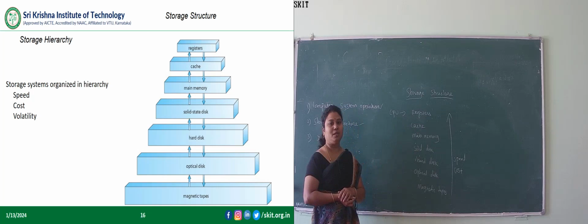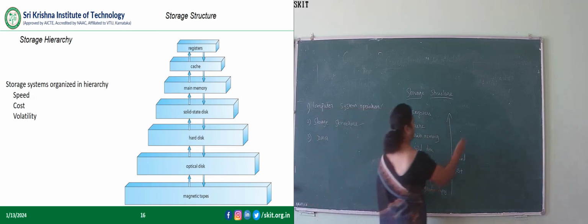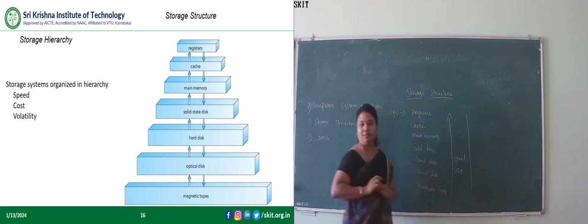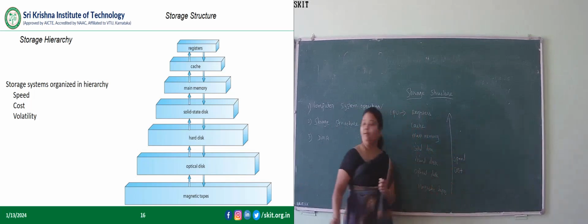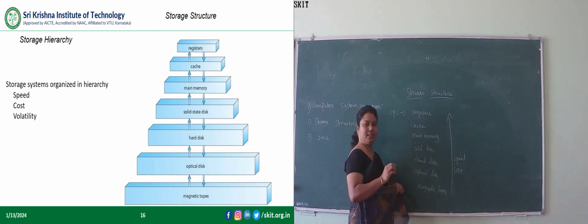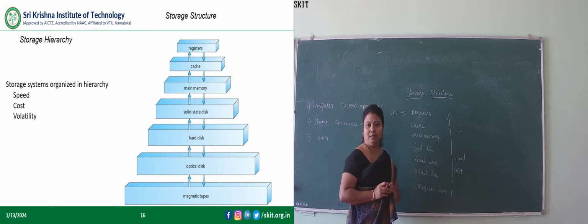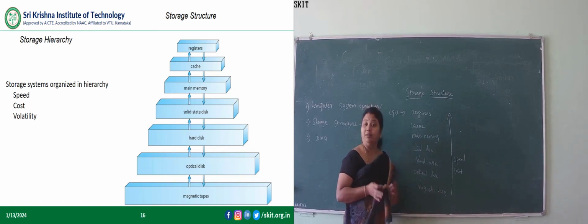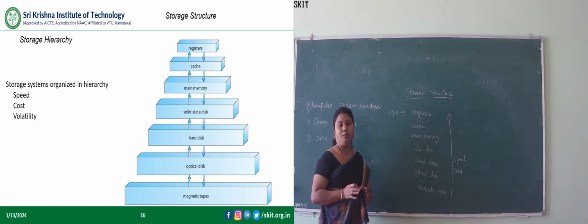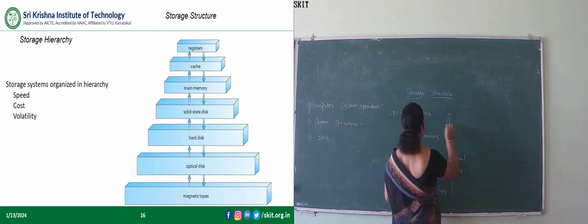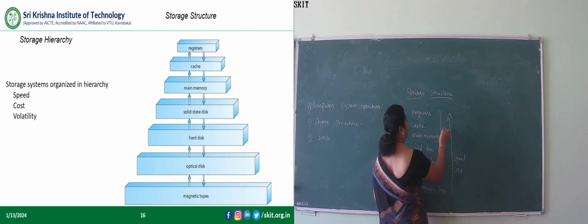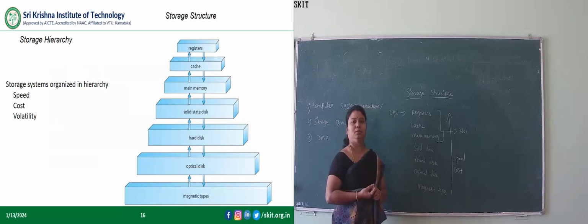Then if you are talking about volatility, you know what volatility is. Volatility means when the power is there, the data will be stored in the particular device. When the power is not there, the data will be erased from that device. The data won't be stored permanently when the power is not there. These three memories come under volatile, so based on the volatility also it is ordered.